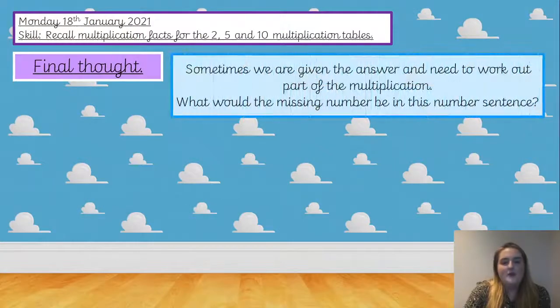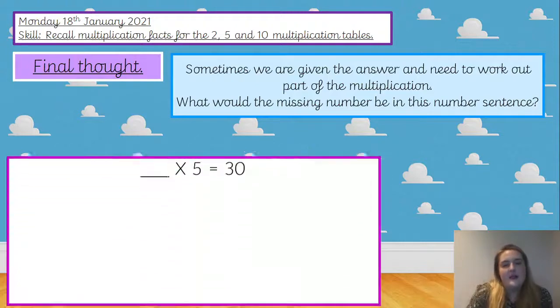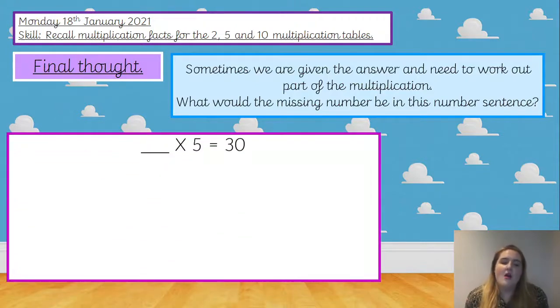Okay. Final thought for today then. Sometimes we are given the answer and we need to work out another part of the multiplication question. What would the missing number be in this number sentence? So here we have got something times 5 equals 30. So we need to figure out that missing number. Have a little chat with the person next to you. How could we do this? How could we work out what that missing number would be? Pause the video if you need any longer.